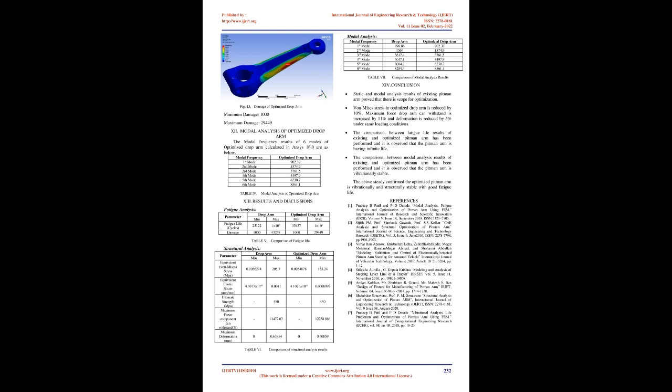14. Conclusion. Static and modal analysis results of existing pitman arm proved that there is scope for optimization. Von Mises stress in optimized drop arm is reduced by 10%, maximum force drop arm can withstand is increased by 11% and deformation is reduced by 5% under same loading conditions. The comparison between fatigue life results of existing and optimized pitman arm has been performed and it is observed that the pitman arm is having infinite life.